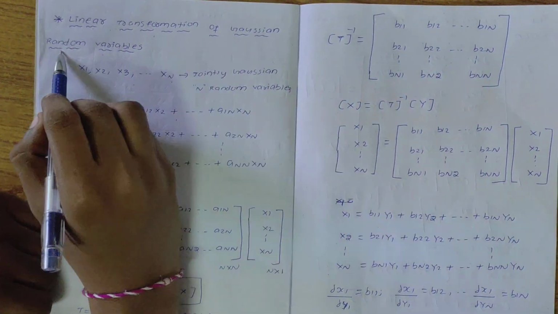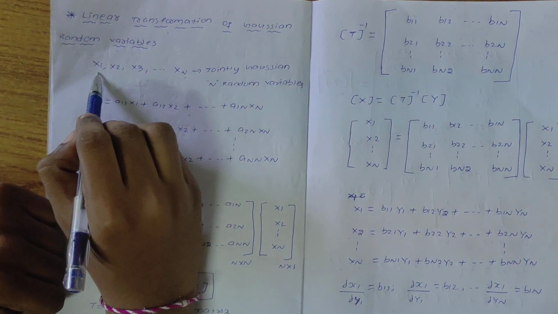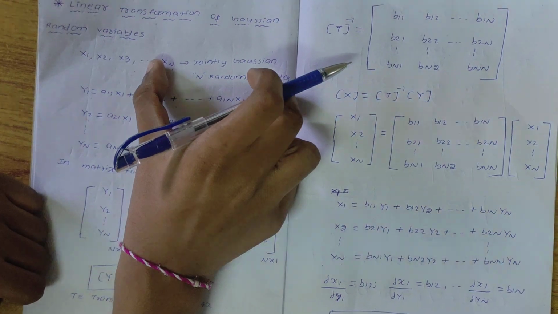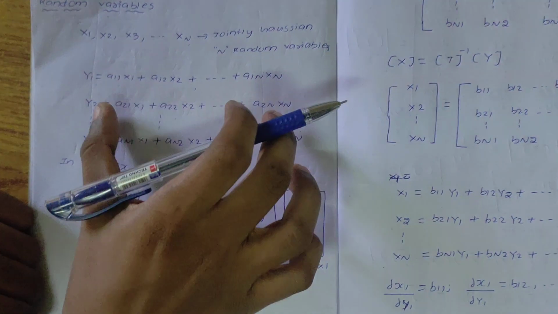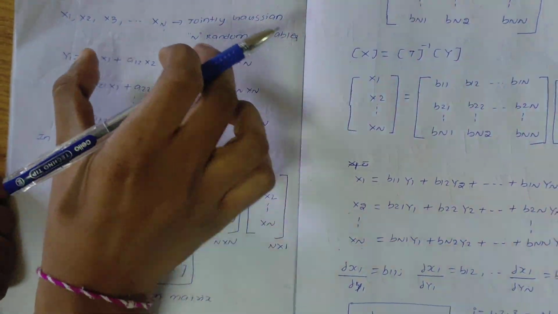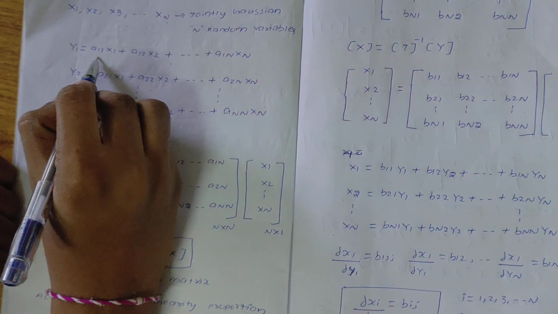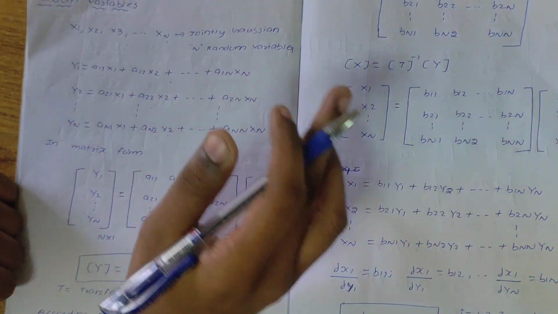Linear transformation of Gaussian random variables. Let us say x1, x2 up to xn are jointly Gaussian random variables. Now we get the output equations as y1 up to yn, which are linearly dependent on the input equations. The constants are a1, a2 up to an.